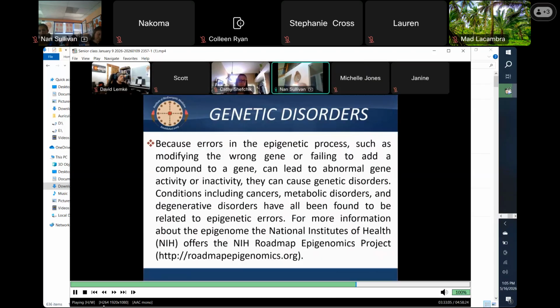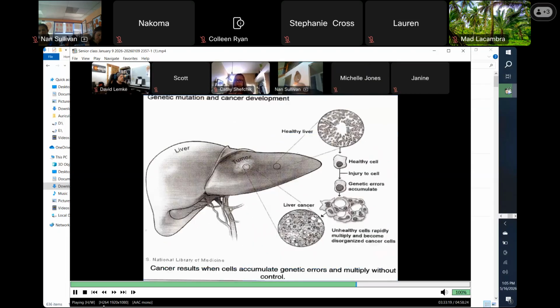For more information about the epigenome, the National Institutes of Health, NIH, offers a roadmap to epigenetics projects. And you can go there and visit that site.